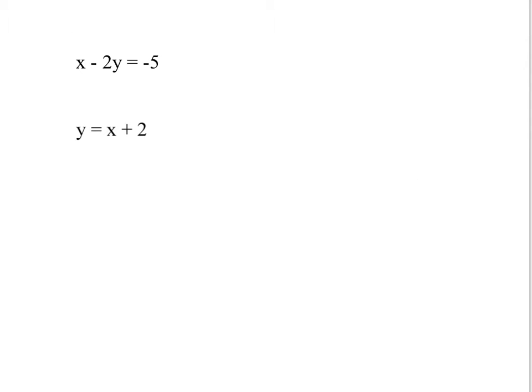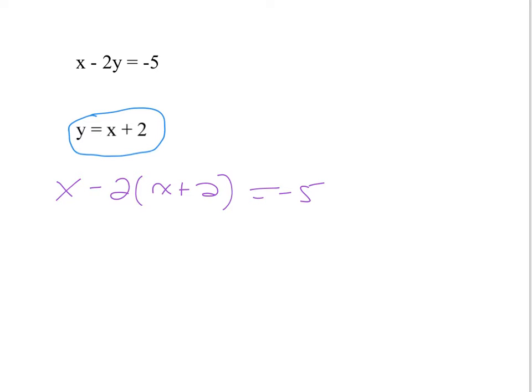Let's do one. So we have x minus 2y is equal to negative 5, and we have y equals x plus 2. This second equation is already solved for one of the variables. So what I'm going to do now is I'm going to take this y, it equals x plus 2, and I'm going to plug it in right here. Okay, so I take this y, x plus 2, and I plug it in right here. So I'm going to have now x minus 2y, but y is also x plus 2, and that equals negative 5. I'm going to solve this equation for x now.